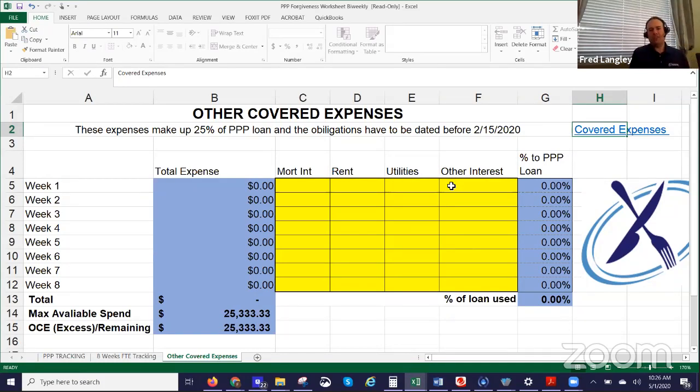So other interest things could be like a car loan. If you're a catering company and you had these loans in place before February 15th, 2020. Same thing with a lease. A lease had to be in place before February 15th, 2020.